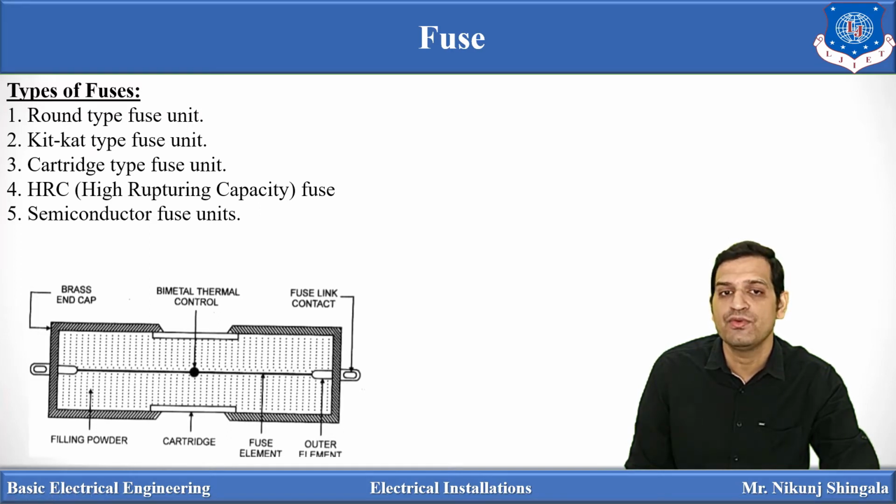The high rupturing capacity fuse consists of brass plates on both sides and one element, and a bimetal thermal control, as you can see here. This is a tube kind of fuse filled with plaster of Paris kind of material. When heat is produced, it can be easily dissipated because of the plaster of Paris material. So this is the high rupturing capacity fuse.